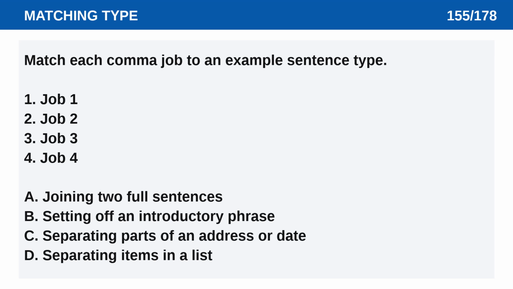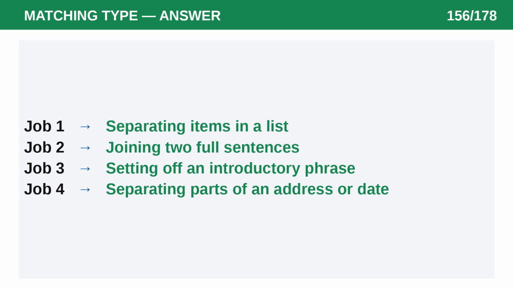Match each comma job to an example sentence type. Here are the matches. Job 1 goes with separating items in a list. Job 2 goes with joining two full sentences. Job 3 goes with setting off an introductory phrase. Job 4 goes with separating parts of an address or date.